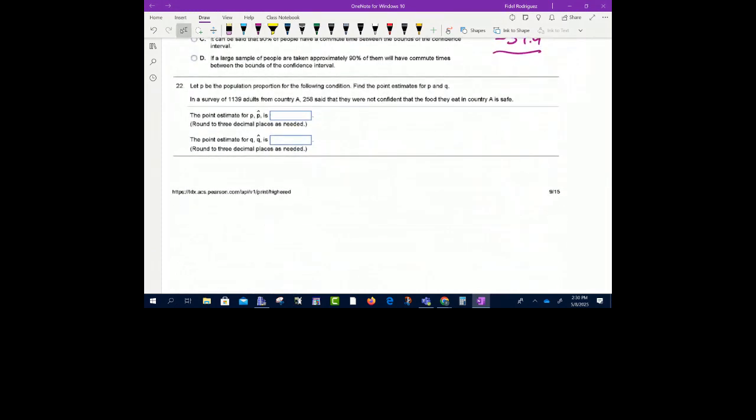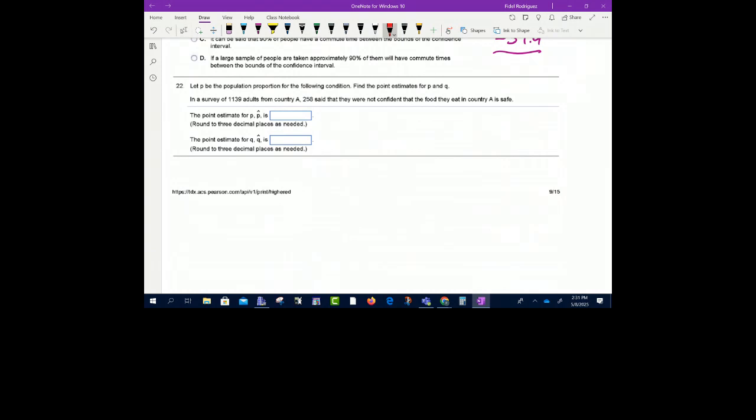Let me go down a little bit further. Okay, let's take a look-see here. Y'all, look at part 22. It says, let P be the population proportion for the following condition. Find the point estimates for P and Q. Okay, it says, in a survey of 1,139 adults from country A, 258 said they were not confident the food they eat is safe.